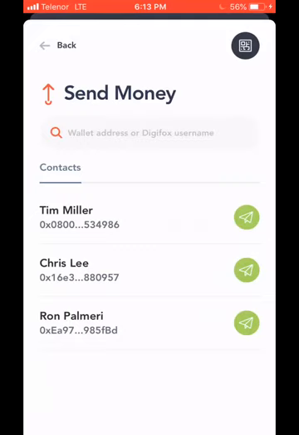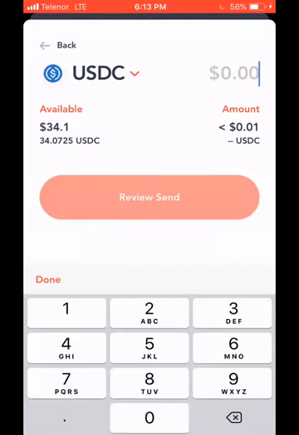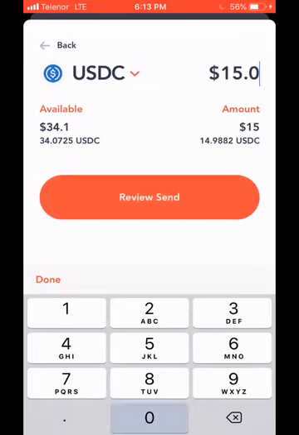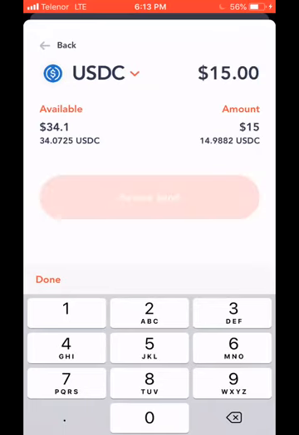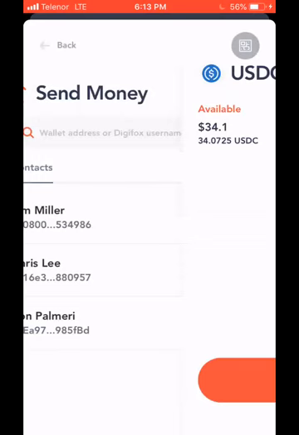So I've got my good friend Tim here that if I click on his profile, I have him saved as a contact. I can just type in a specific amount. So let's say I want to send him $15. View send. And it's going to show me the network fee here, in this case, to send the transaction. And I just have to click send now, and I can send him that crypto just like that. So again, all these features are meant to be extremely streamlined within the app.